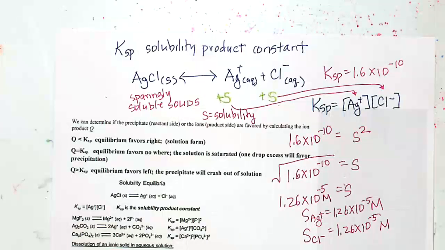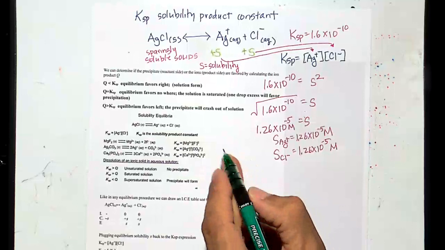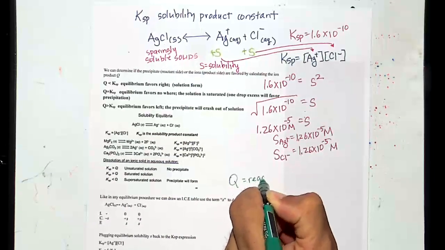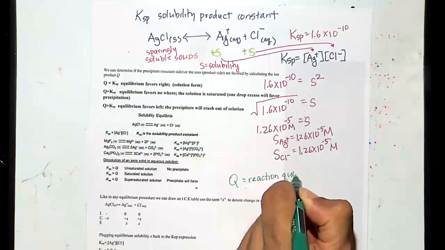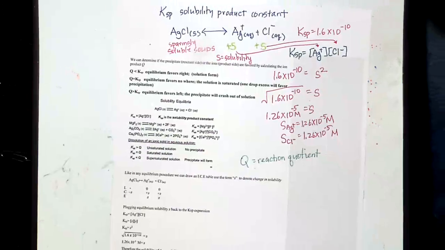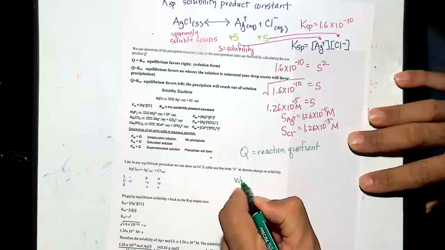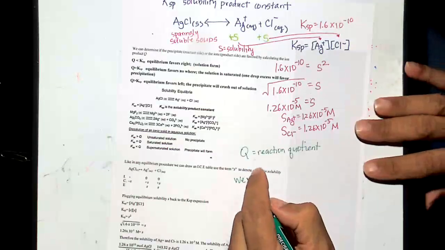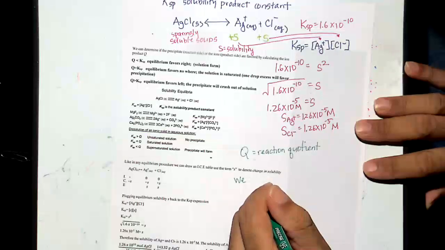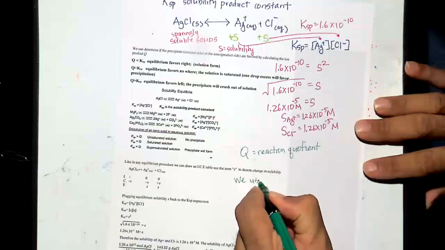Now I want to introduce to you something called Q. This Q stands for reaction quotient. We always use Q to compare to K. Let me just write this here. It's kind of a long sentence, but let's write it. We use Q to compare to K, but actually we use Q in this case to compare to Ksp.